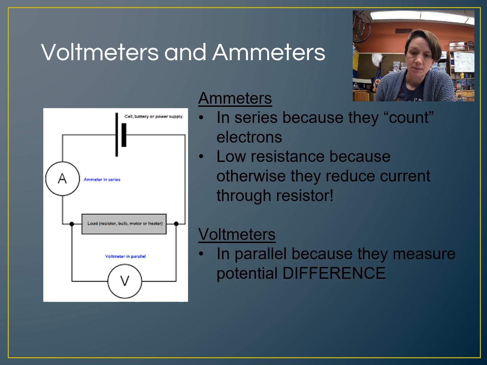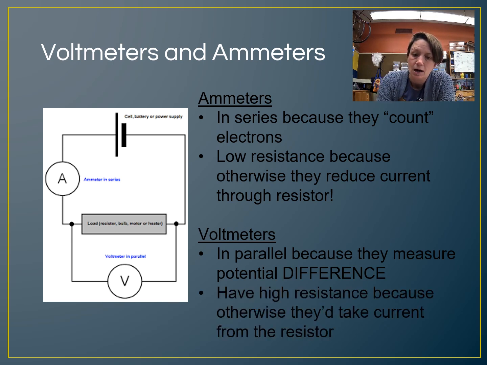Voltmeters, on the flip side, are always going to be wired in parallel with your load. And the reason is because what a voltmeter actually measures is the potential difference from one side to the other. How much the energy changes from one side of a resistor to the other. You may remember that whenever two devices are in parallel, they have the same potential difference because they're part of two different loops, and therefore the electrons have to drop energy the same amount, whichever resistor they go through. So voltmeters are always wired in parallel.